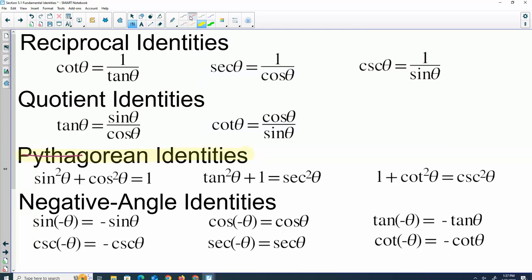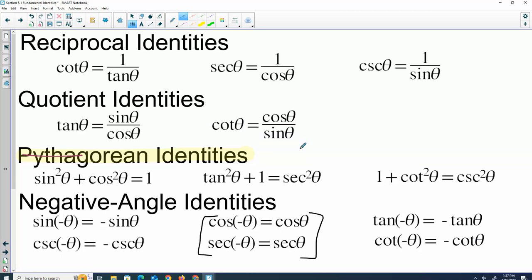The negative angles, that's with the even and odd that we talked about with graphing. We said cosine and secant were the only even functions, so if you had a negative, you could just drop it. The other four were odd, so if you had a negative, it came out. This chapter has a lot of different identities that we are going to use just to rewrite trig expressions.